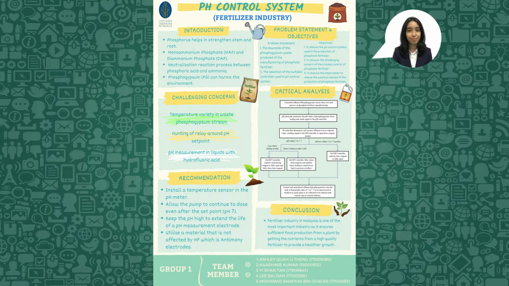These are the problem statements and objectives of the project. The problem statement is the downside of the phosphogypsum waste produced in the manufacturing of phosphate fertilizer and the selection of the suitable controller used in the pH control system. The objectives of the project are to discuss the pH control system used in the production of phosphate fertilizer. Secondly, to discuss the challenging concerns of the process control of phosphate fertilizer. And lastly, to discuss the steps taken to reduce the waste produced in the production of phosphate fertilizer.